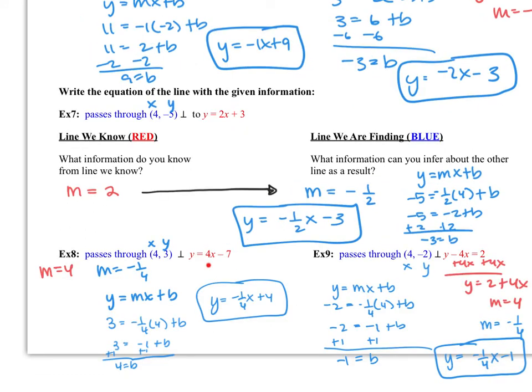So on example 8, I know that the slope of the red line is 4, which means the slope of the blue line is going to be the opposite and the reciprocal. So it's changing from positive to negative, and it's flipping upside down. I want to make sure I use this slope throughout the entire problem. I can also replace y with 3 and x with 4. That got me -1, and then I added it over to get a b value of 4. So my final answer in slope-intercept form is y equals -1/4 x plus 4.